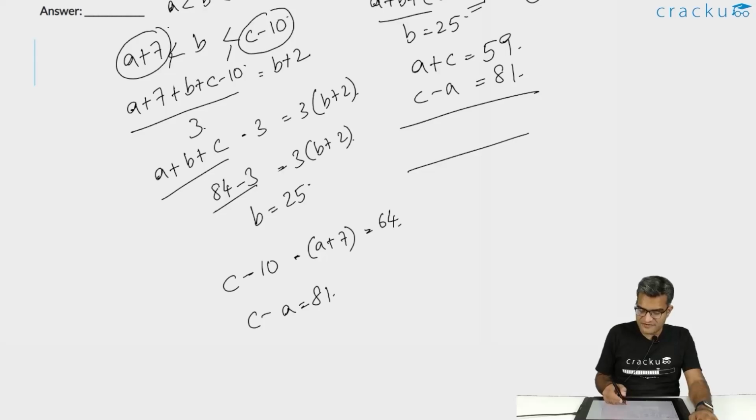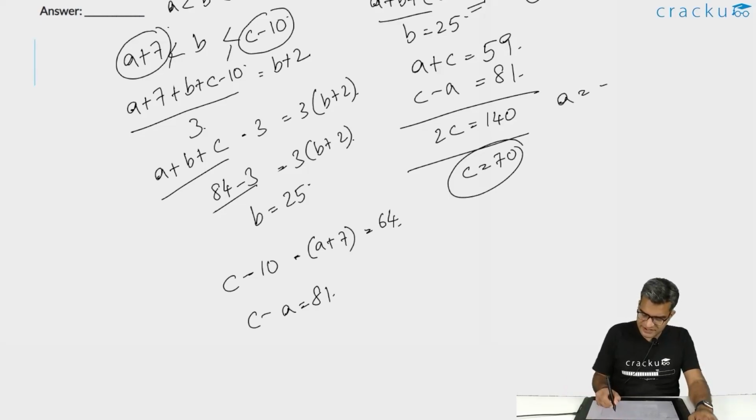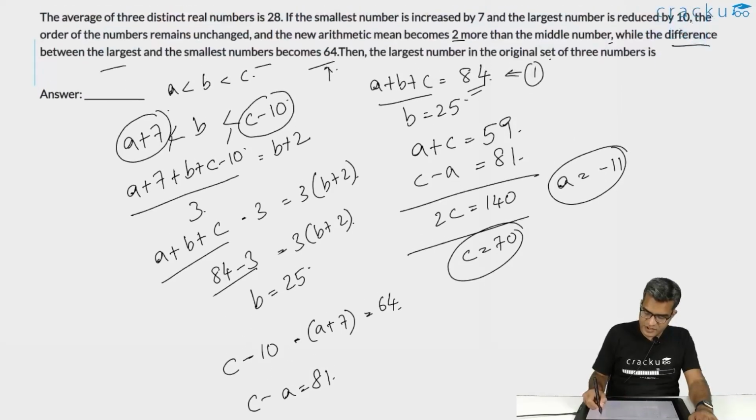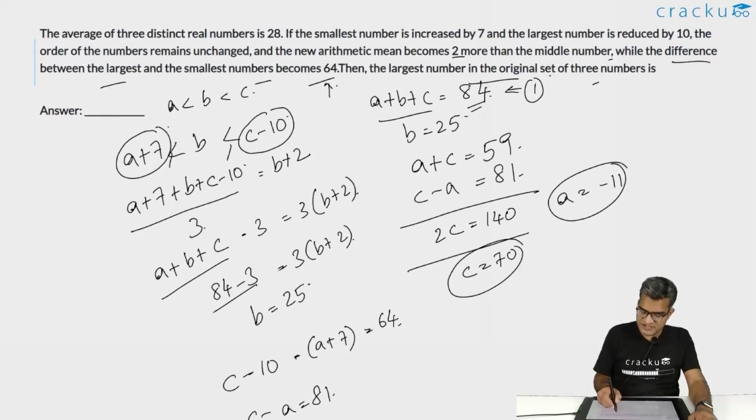So you can calculate the value of C and A. If you are just adding both of these numbers, we are going to get the value of 2C is equal to 140, so the value of C is 70. And the value of A can be calculated, A will be minus 11. What we are required to calculate is the largest of the original set of numbers, which will be equal to 70.